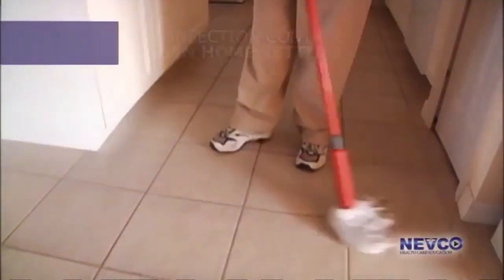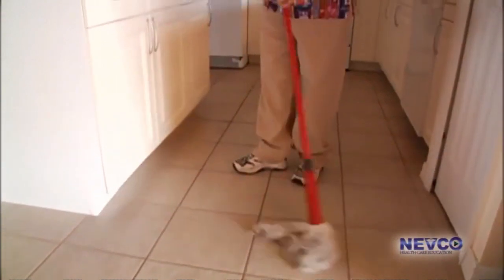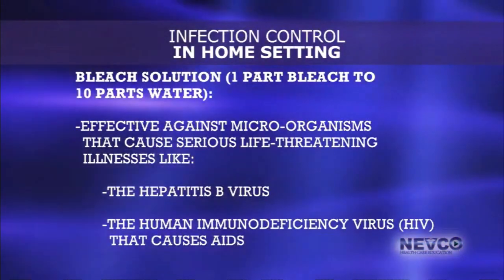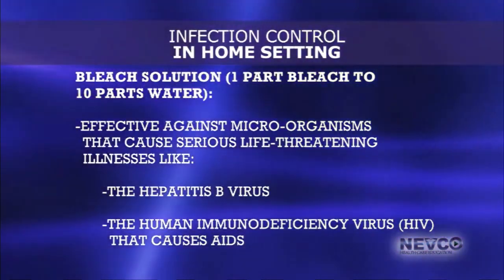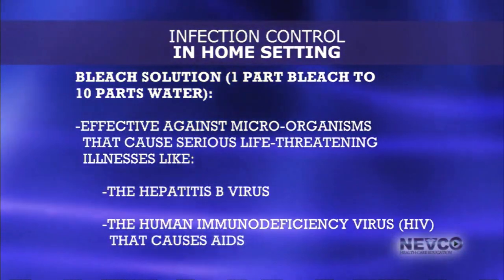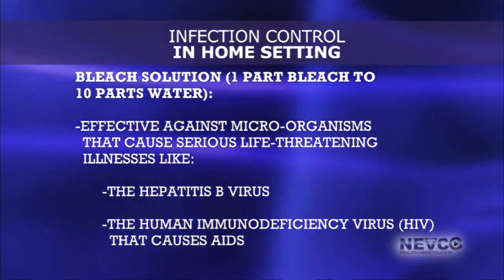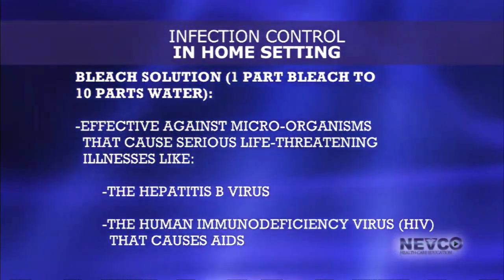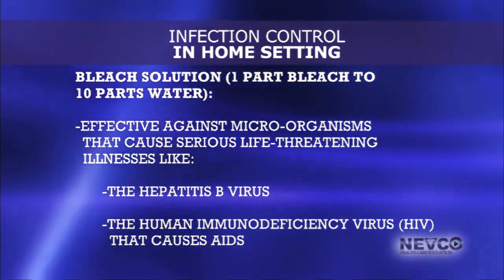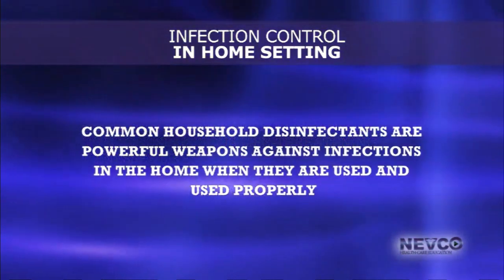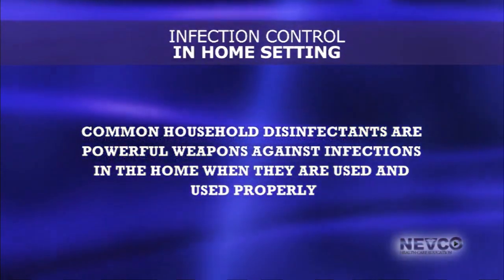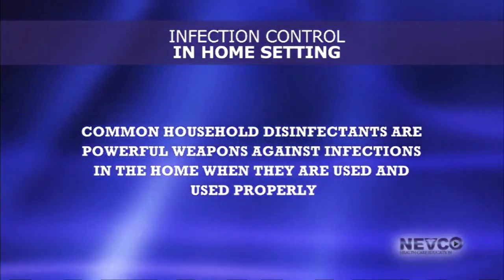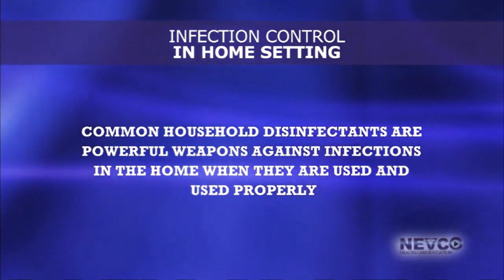As you may already know, the bleach solution, 1 part bleach to 10 parts water, is effective against microorganisms that cause serious life-threatening illnesses like the hepatitis B virus and the human immunodeficiency virus, HIV, that causes AIDS. Common household disinfectants are powerful weapons against infections in the home when they're used properly.